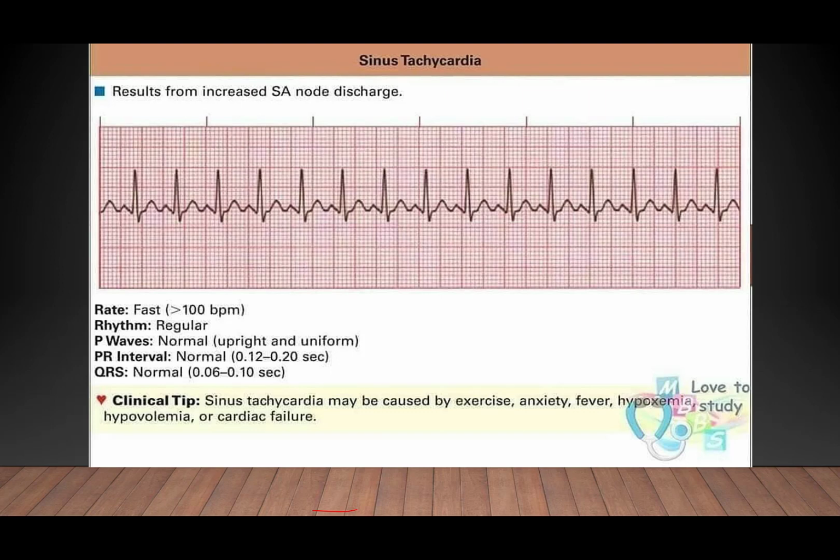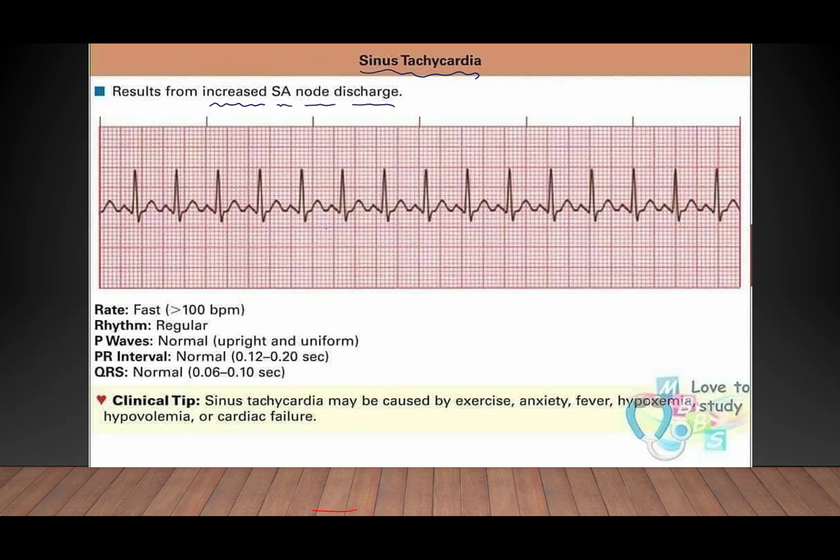Today I'm gonna talk to you about ECG interpretation, and here we have a lot of cases. We will discuss each one. Here we have sinus tachycardia. Sinus tachycardia results from increased SA node discharge.